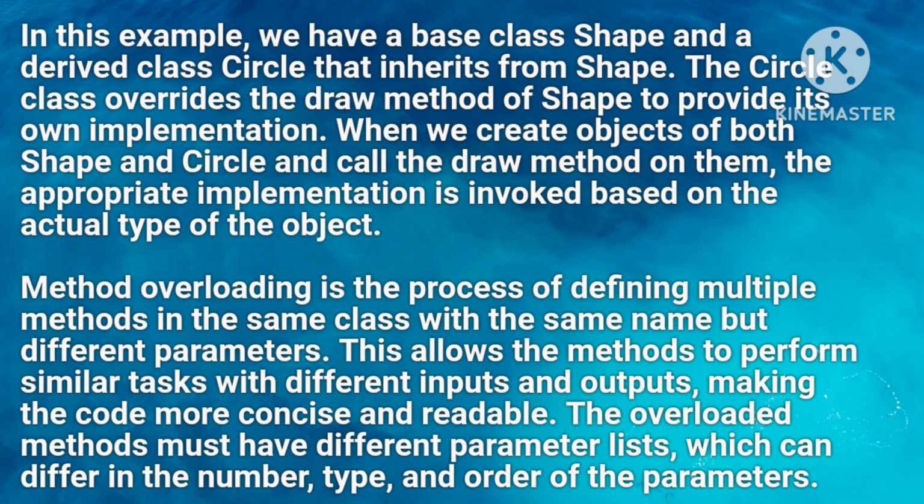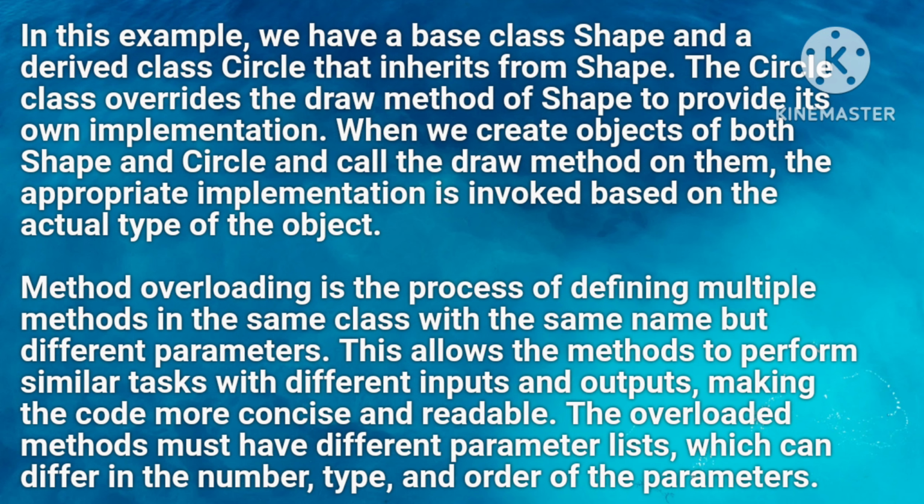In this example, we have a base class Shape and a derived class Circle that inherits from Shape. The Circle class overrides the draw method of Shape to provide its own implementation. When we create objects of both Shape and Circle and call the draw method on them, the appropriate implementation is invoked based on the actual type of the object.